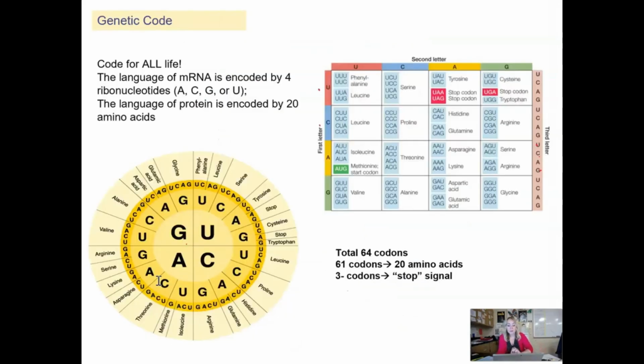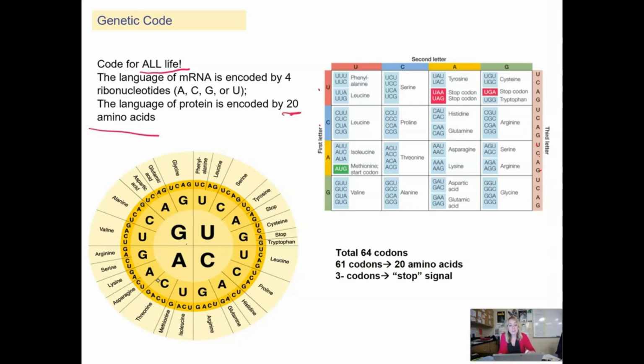So now, in order to decode the messenger RNA, we need to be able to understand the genetic code. This genetic code applies to all forms of life, and it is the language of mRNA that's encoded by 4 different types of ribonucleotides. It's pretty amazing when you think about it. It's only 4 different types, and it applies to all the living things on this planet. So we have A, C, G, and U. And notice we're going to get 20 amino acids as a result.